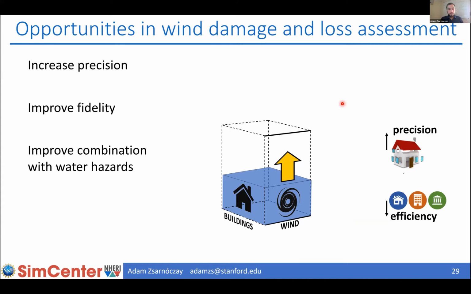So there are 3 topics that I would like to touch on. Increasing precision, so that's like increasing the resolution. Improving fidelity, which is something like improving the accuracy at a particular resolution. And then improving how wind hazards and wind damage assessment works with other hazards, storm surge in particular. So let's start with precision.